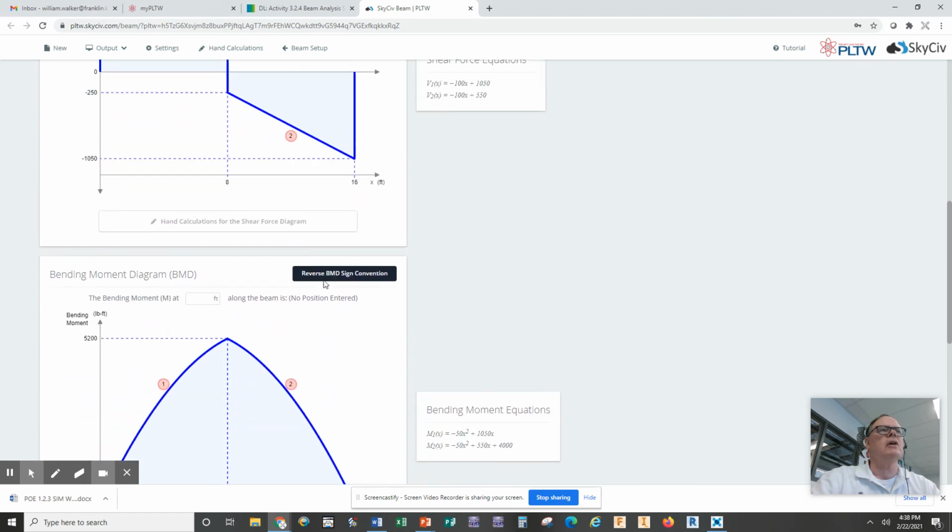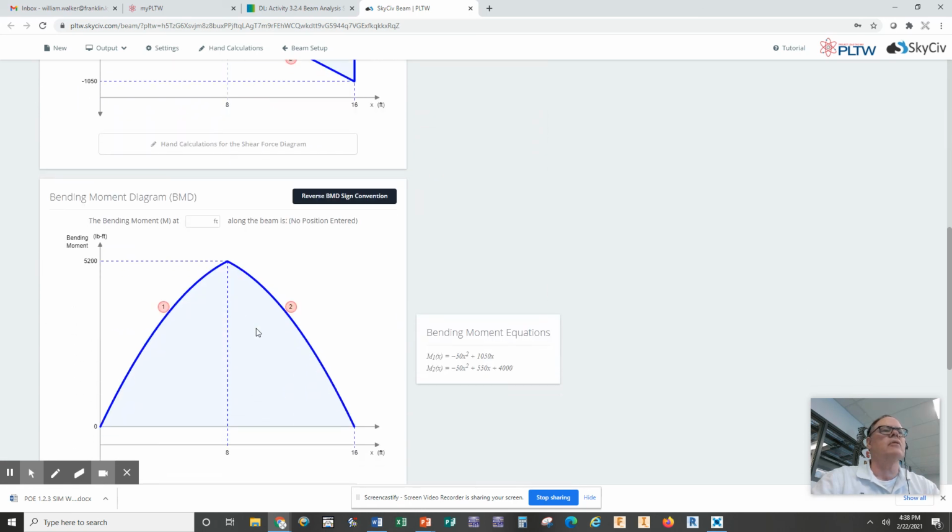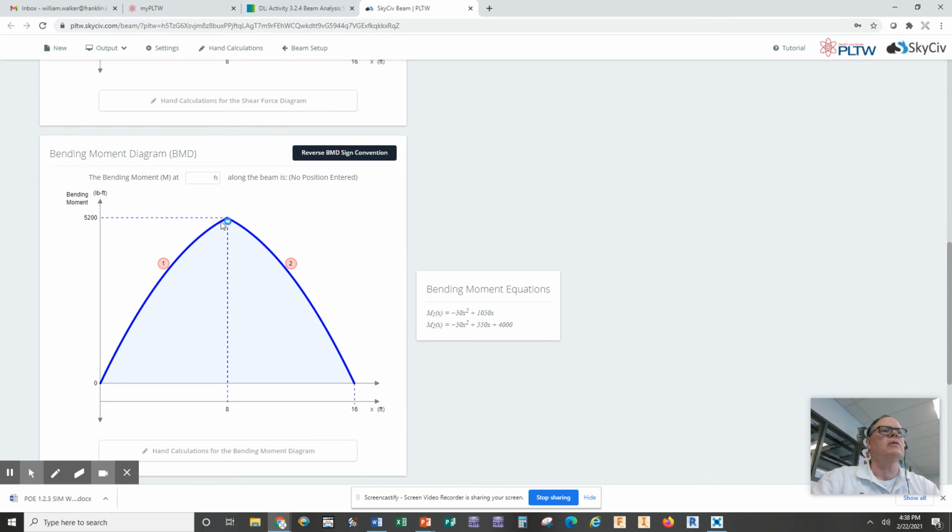And then your moment diagram, of course, since the shear diagram represents the slope of the moment diagram, here the slope is positive but getting smaller. Here the slope is negative but getting larger or more negative. So you're seeing here this shape pan out in kind of a cone-shaped moment curve over here. It also gives you a lot of other interesting things with this program, but this gives you the basics of how to use your SkySiv beam analyzer to help you do this project.